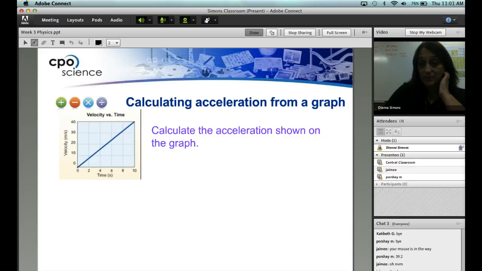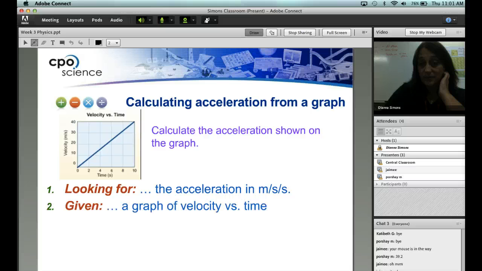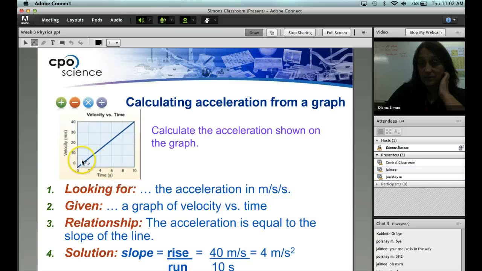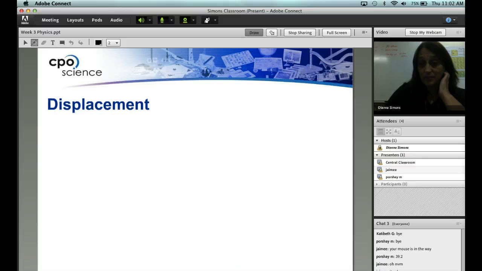So calculating the acceleration from the graph. What we can see here, look for some place where you can actually see a point. In this particular case, the only place that I can really say it crosses is when the velocity is 40 and the time is 10. So our acceleration here is 40 meters per second squared.